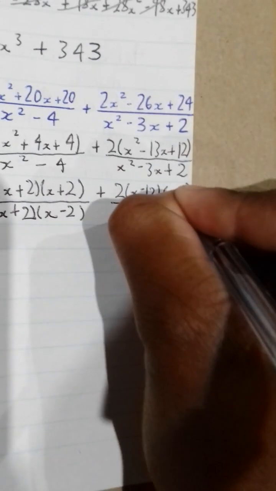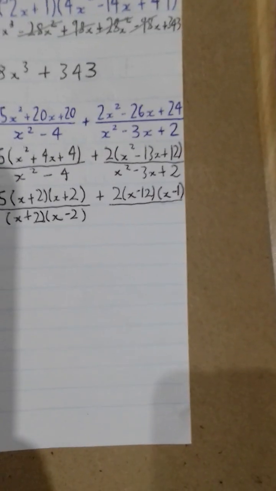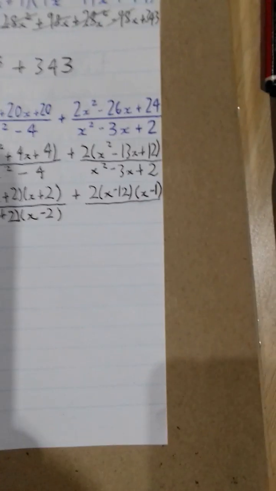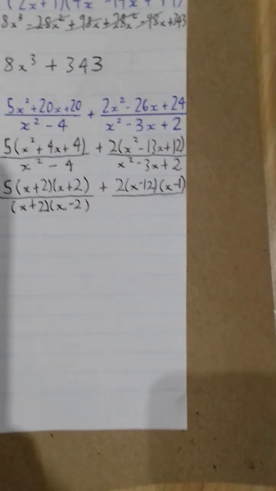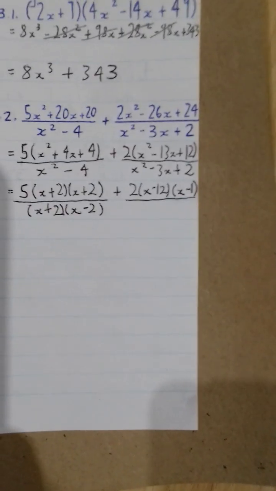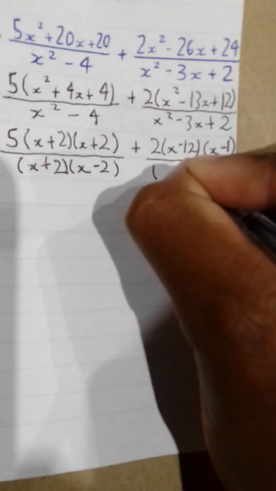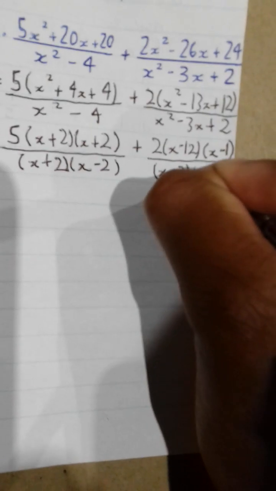Well, negative, so everything will be negative. Then below, x squared minus 3x plus 2. Factors of 2: 2 and 1. 2 plus 1 is 3. So you can also factorize: 2, 1, x. Negative, positive, so negative, negative inside the brackets.